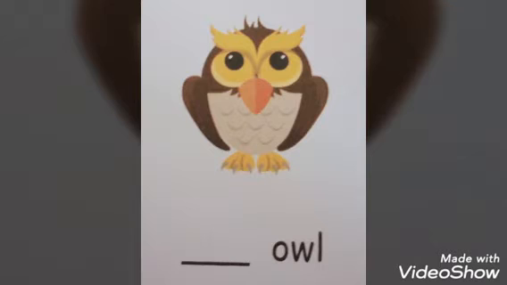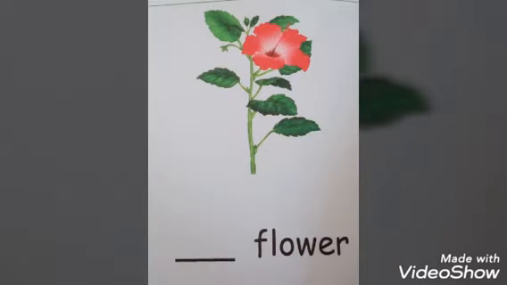Yes. Now, fill this blank. Dash owl. A owl or an owl? Yes, an owl. Because O is a vowel sound. O-W-L. So, we have to look at the first letter. First letter is a vowel sound, so what do we have to put? An.